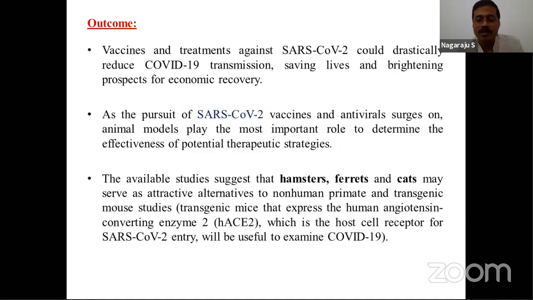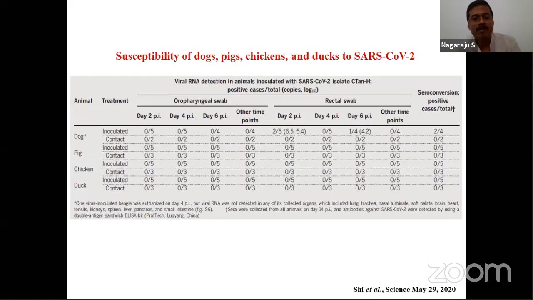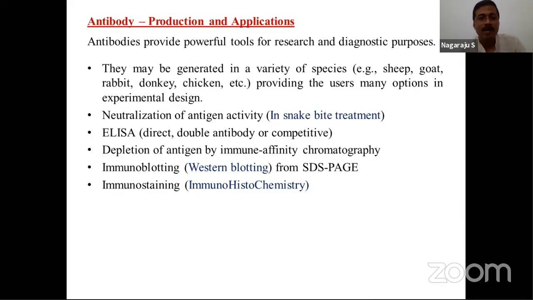So looking at the two disease conditions, diabetes mellitus and COVID-19, what is the other use of animals? We can also develop antibodies. Looking at developing disease conditions and treating them, another thing that can be done is raising antibodies and using them for research purposes. We generate antibodies in a variety of species, like sheep, goat, rabbit, donkey, or chicken, for different experimental purposes. The antibodies used for snake bite treatment can also come directly from animals.